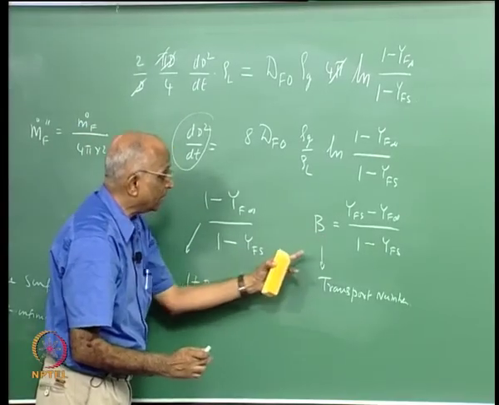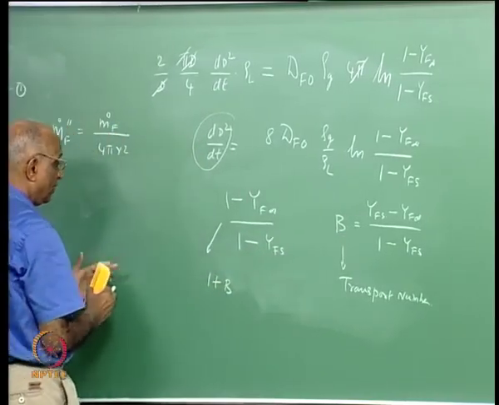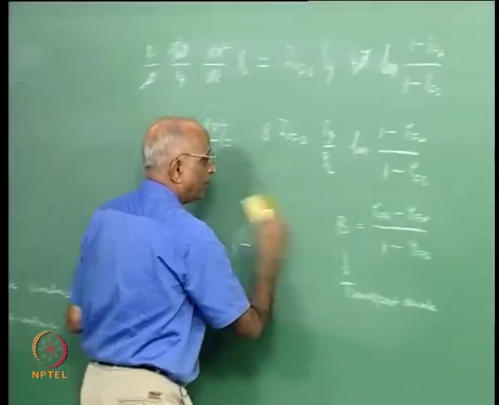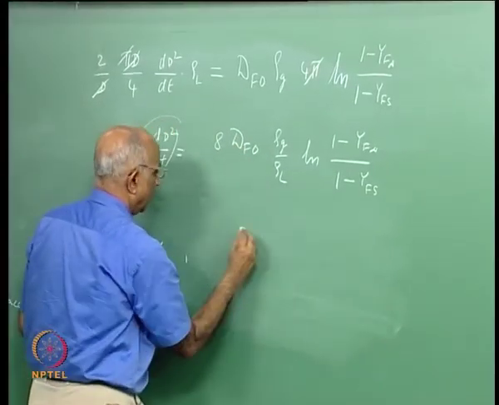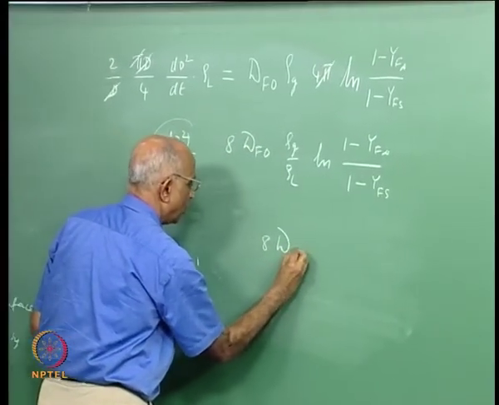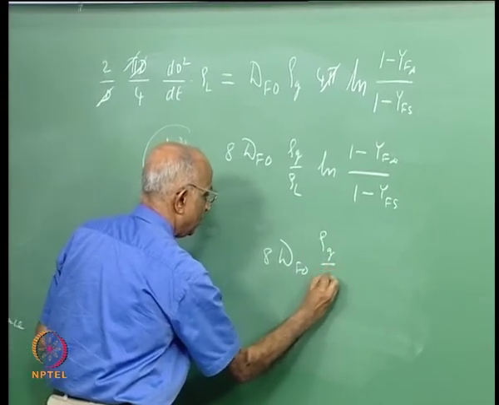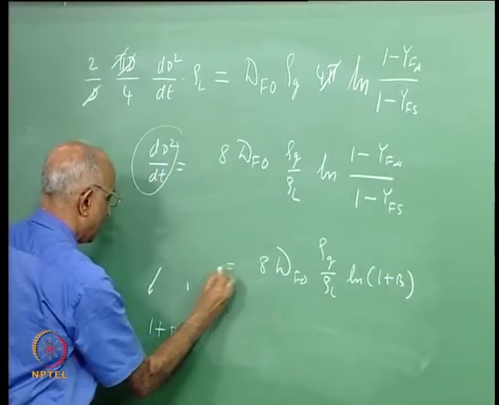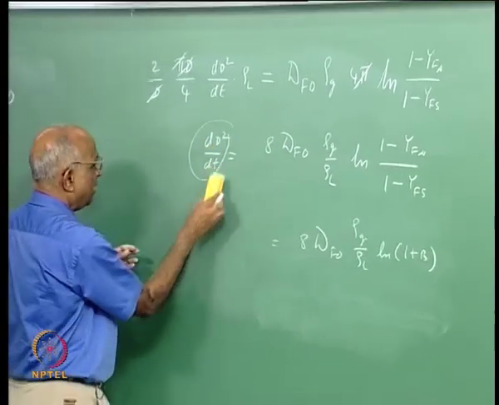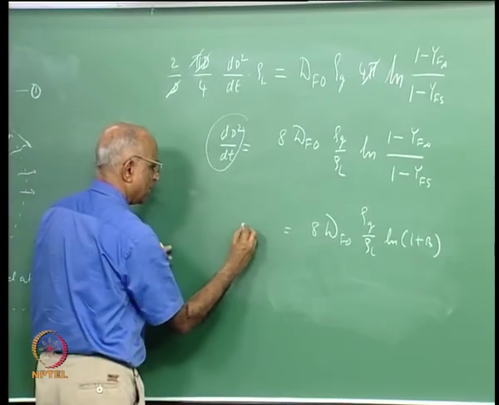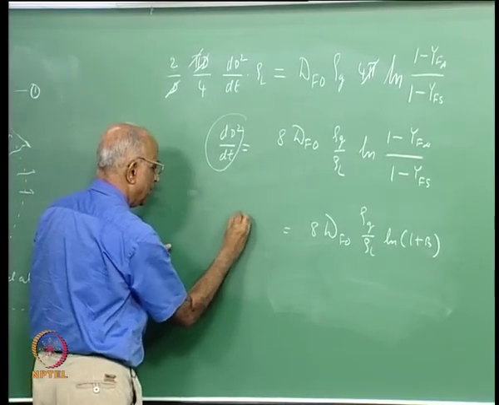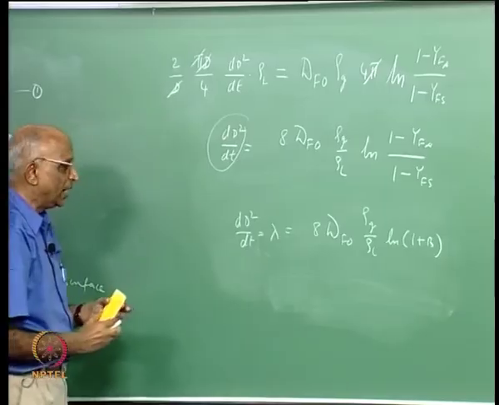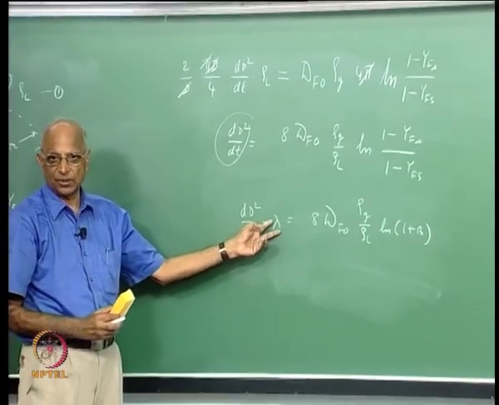I therefore can write this expression as equal to 8 times the diffusion coefficient of fuel in oxygen, rho g by rho l, into ln of 1 plus the transport number, and this is the rate of evaporation. I find it really is a function of fuel and oxidizer, which I say is equal to d d square by dt, which is a constant for a given combination, and this defines my evaporation rate constant.